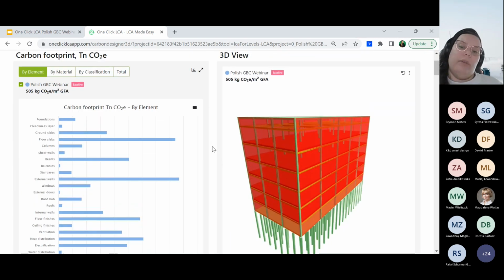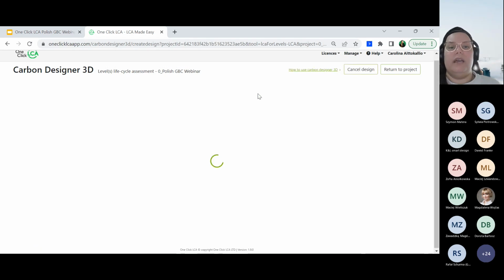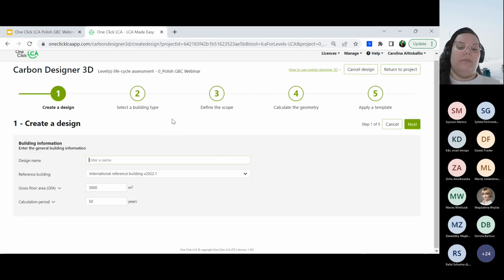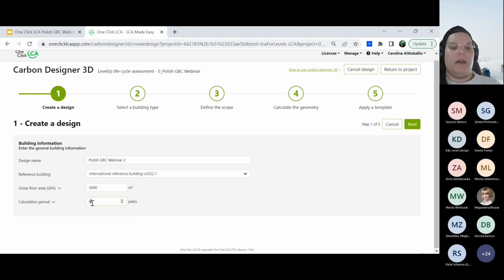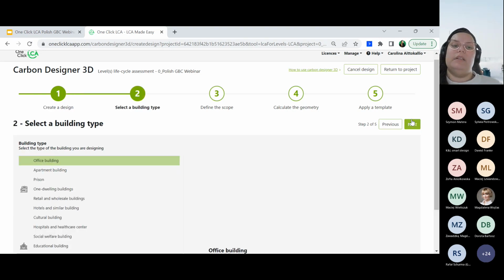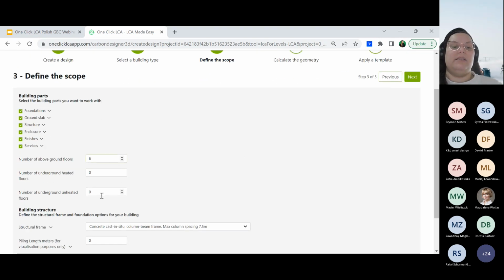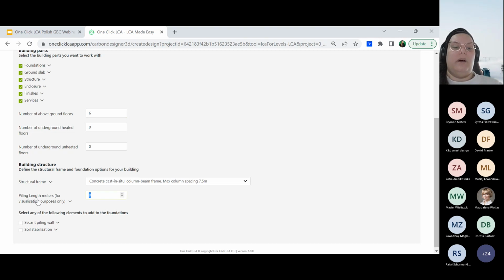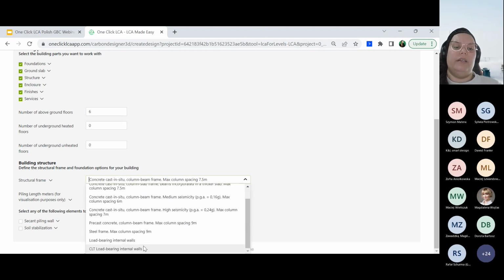Let's say we would like to compare this design with other designs. So we can just come here and choose another design or create another design. Let me just go back to add here the 60 years. We would like to have another building with office as well, everything the same. So I can add here my 6 floors and my piling length. But now instead of concrete, what if we try timber?